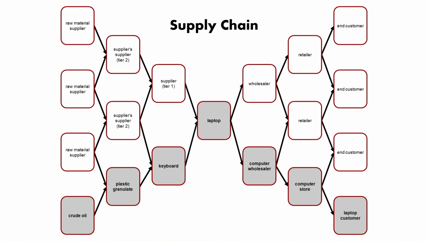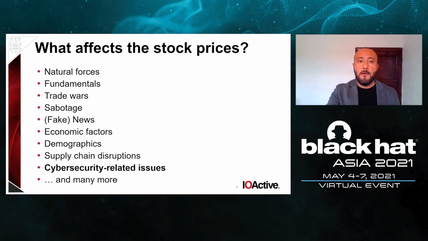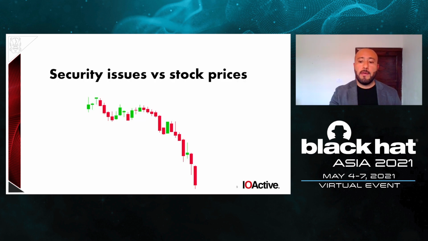All the companies are connected to create final consumer products. If there is a disruption in the chain, this will affect the next companies. There are many public companies scattered in this mesh. Now, what affects the stock prices? There are many things that could affect the prices, such as economic factors, political, demographics, natural forces, and cybersecurity related problems, which is the topic of today.